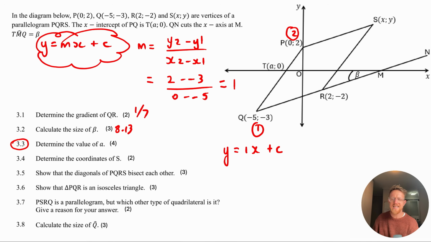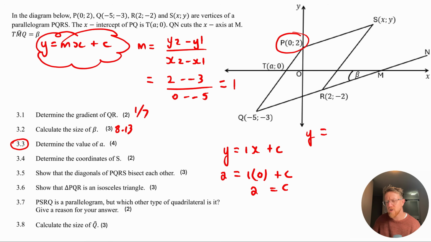And then to find c, for those of you that are very comfortable with equations and straight lines, you would know that the c value is going to be 2 because that's the y-intercept. But if you're not feeling comfortable with that, then to find c, you plug in any point on that line. So I will plug in this one, but you could also plug in that one. You get 2 as the y, x is 0, and so c equals 2. So the final equation will be y equals x plus 2.